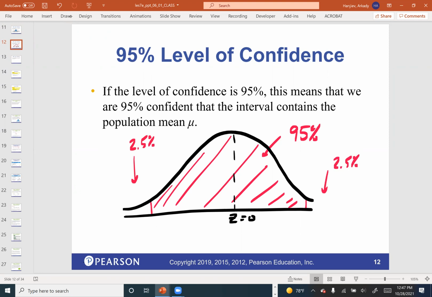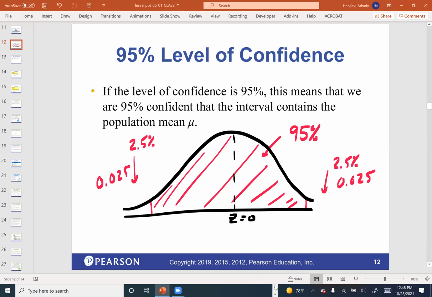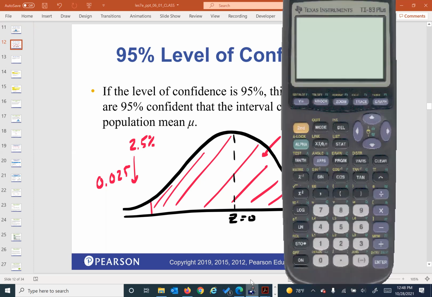Now let's convert that to a decimal. That's going to be 0.025 here, and 0.025 there. Are we good? Okay, now let's grab our calculator and see what we get.